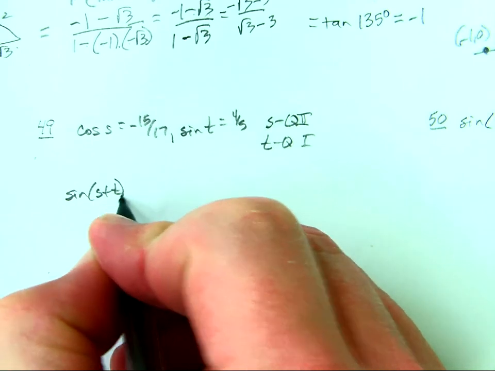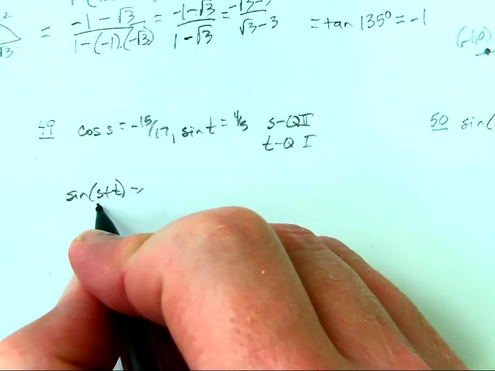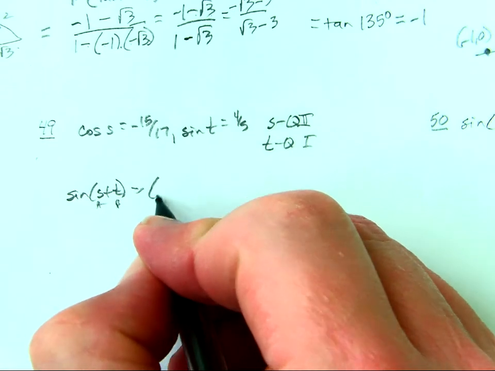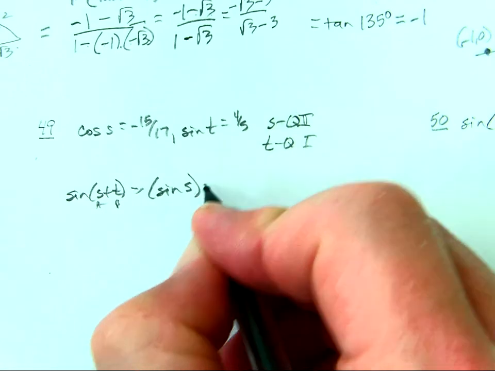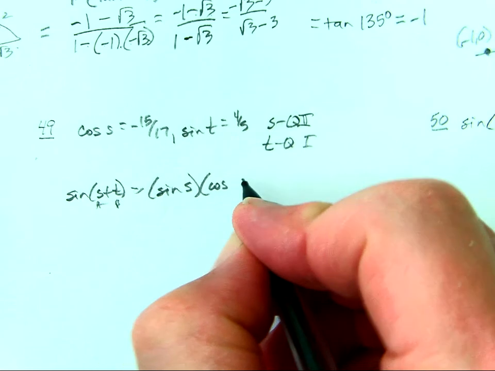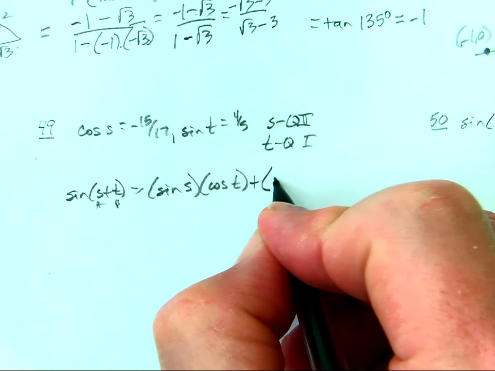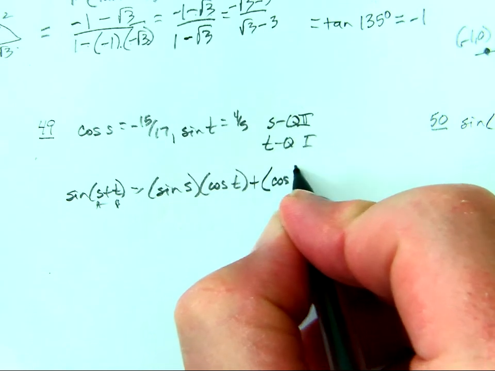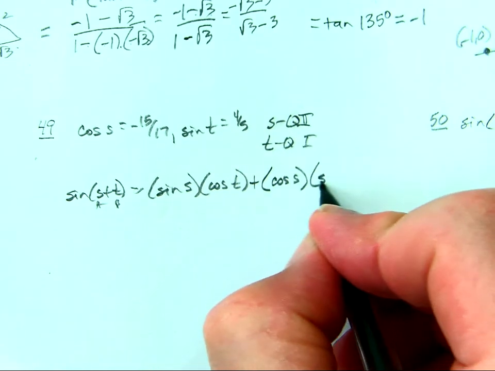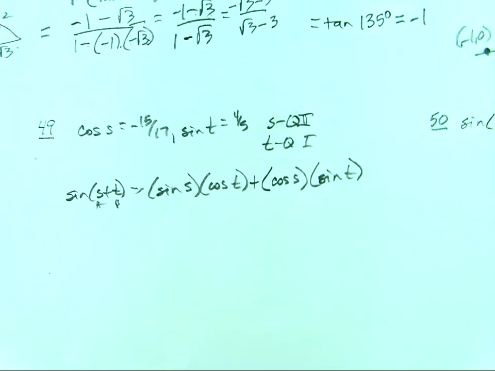So the first thing to do is write out the identity. Well, that's just a and b. So the identity says you take the sine of a, which is s, times the cosine of t, which is b, plus the cosine of a, so cosine of s, times the sine of b, which is the sine of t. We write out that first.